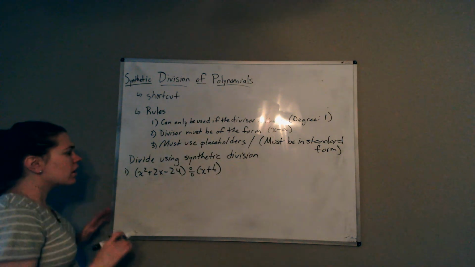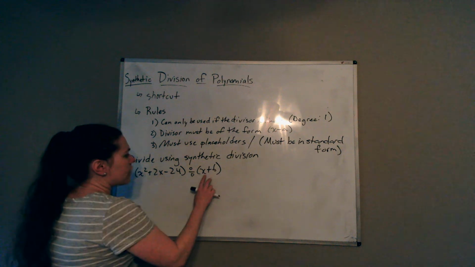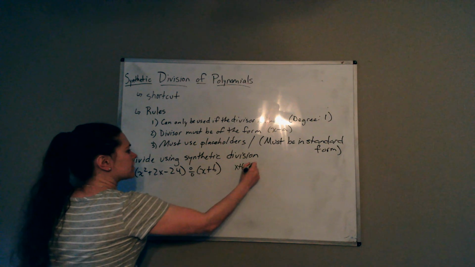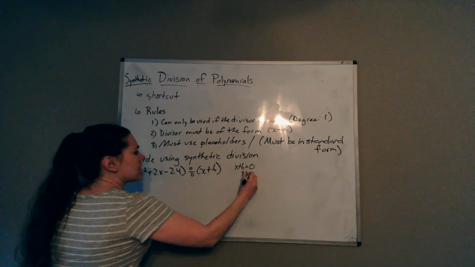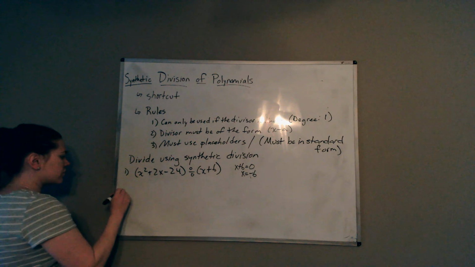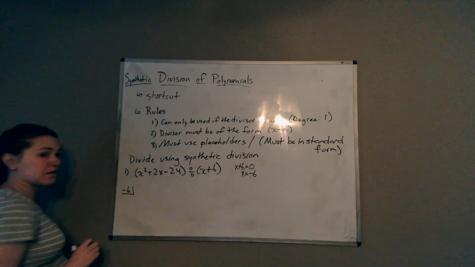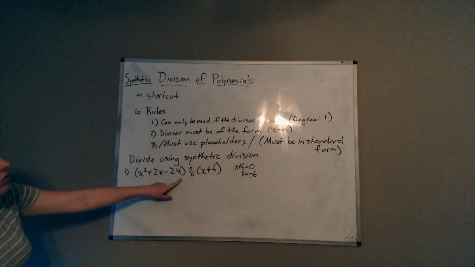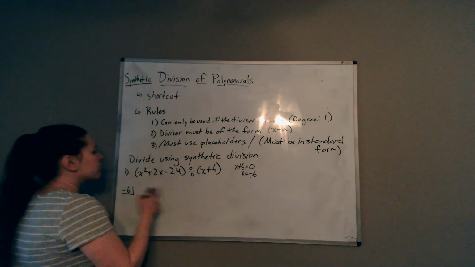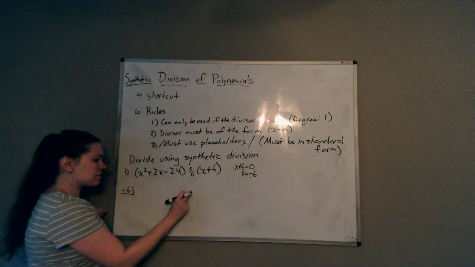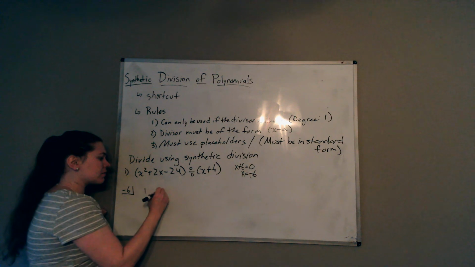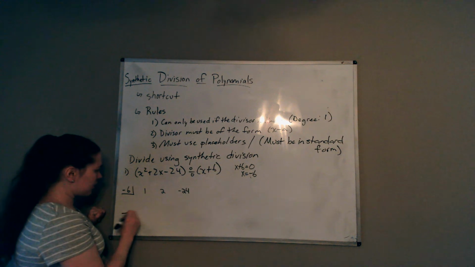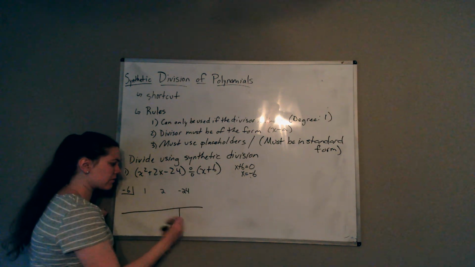So now what you do is you figure out what makes this 0. So what makes x plus 6 0? That's -6. That's actually the value of a. So what you do is you put -6 on the side in a box. Now, after you've put this in standard form and you've put all placeholders in, you list the coefficients of all of these terms here. So that's going to be 1, +2, -24. Now you put another line down here, and you put a little line right here.